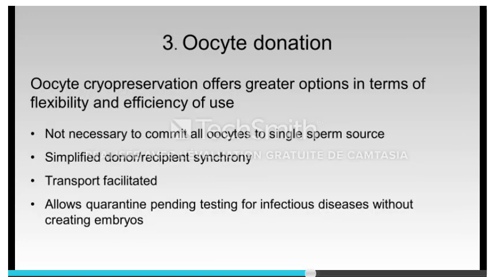In cases of oocyte donation, I think it's quite clear that oocyte cryopreservation has got advantages associated with it. We don't have to commit all the oocytes in a cycle to a single sperm source when they're fresh. We can bank them and then give consideration to that at a future date. It certainly simplifies synchrony between donors and recipients, transport is facilitated, and we can also carry out quarantine pending the testing for infectious diseases without actually creating embryos. So it does have advantages there similar to those that are available to people who bank sperm in those situations.